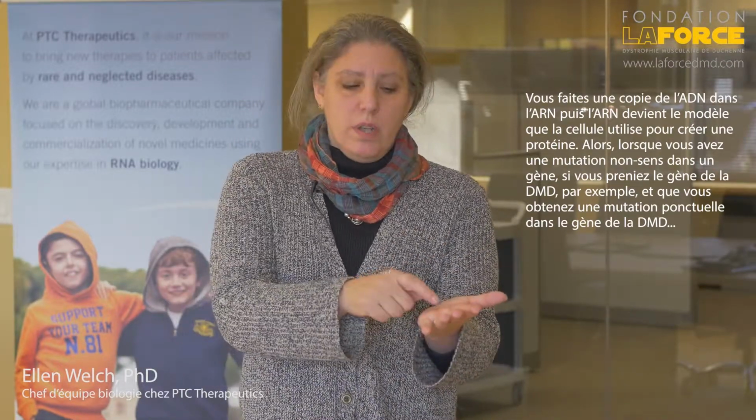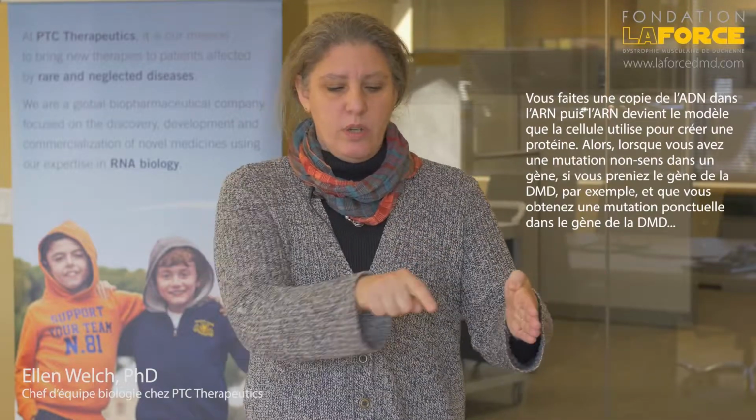So a nonsense mutation, I think what you first have to understand is that all the genetic information in the cell is encoded in DNA. You make a copy of DNA into RNA, and then RNA is the template that the cell uses in order to make a protein. So when you have a nonsense mutation in a gene, if you take the DMD gene, for instance, and you get a point mutation in DMD, when that DNA is copied into RNA, that point mutation can now be part of the RNA that becomes what's called a premature stop codon.